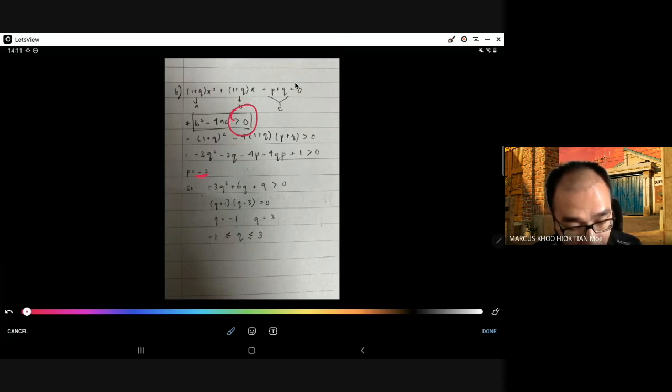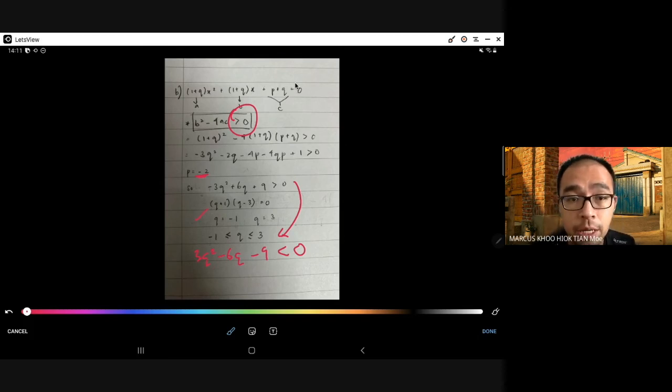But why though? Those of you who understand this will know that this is actually the correct answer, except that I would have changed this to 3q squared minus 6q minus 9 less than 0. You will get the same two factors, which is q is -1 and 3. And then you'll get q is in between -1 and 3.